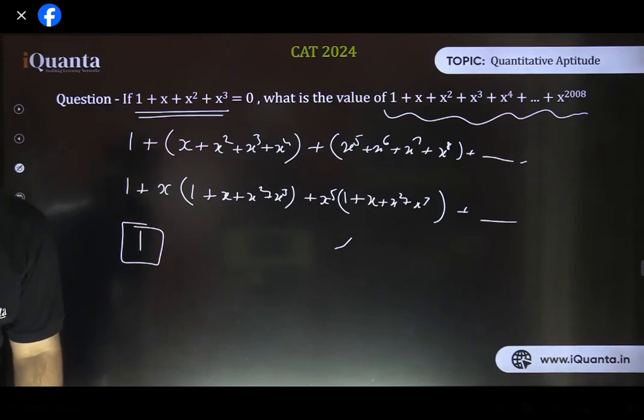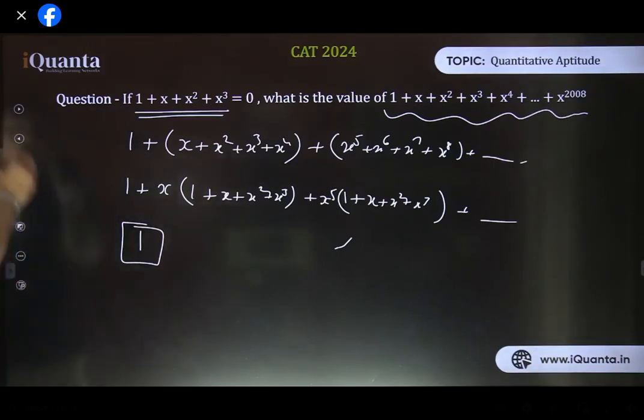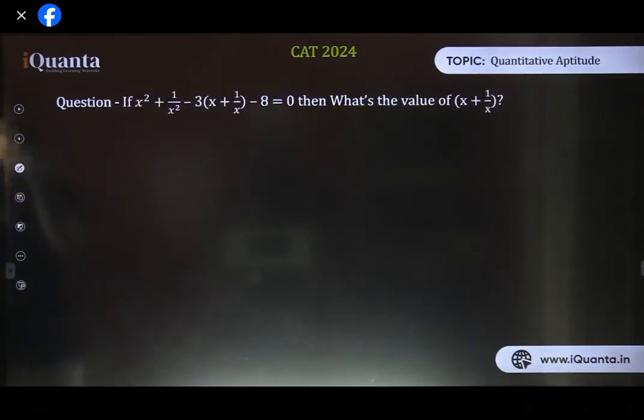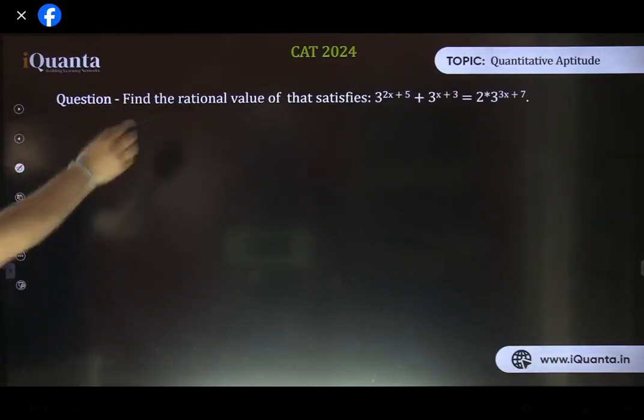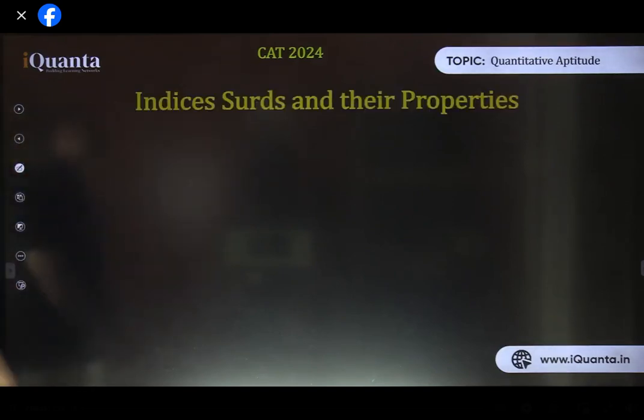Is it okay? Good. Okay, let me see what lies ahead. I'm leaving this. This is an easier one. Again, an easier one. By the way, these are coming on your screen. You can solve them later, not right now. Let's move further. This is again an easier question. Previous CAT question. This is also a previous CAT question. Easy. Yes. Let's come to indices, surds, and their properties.